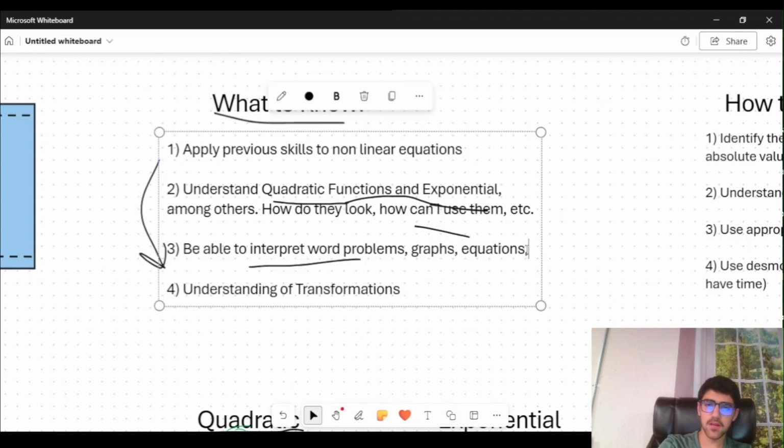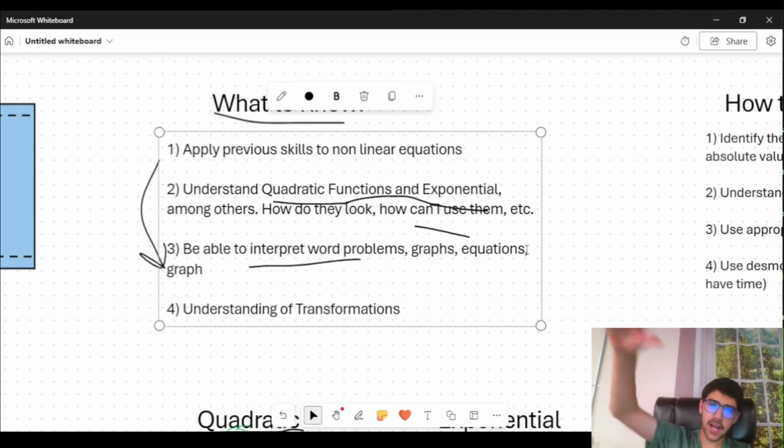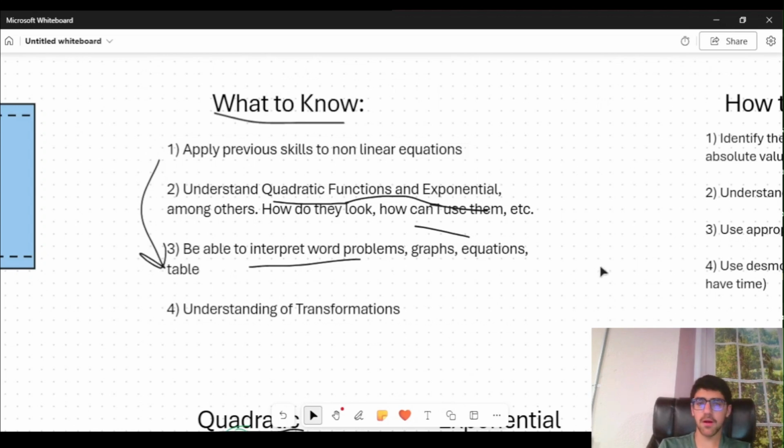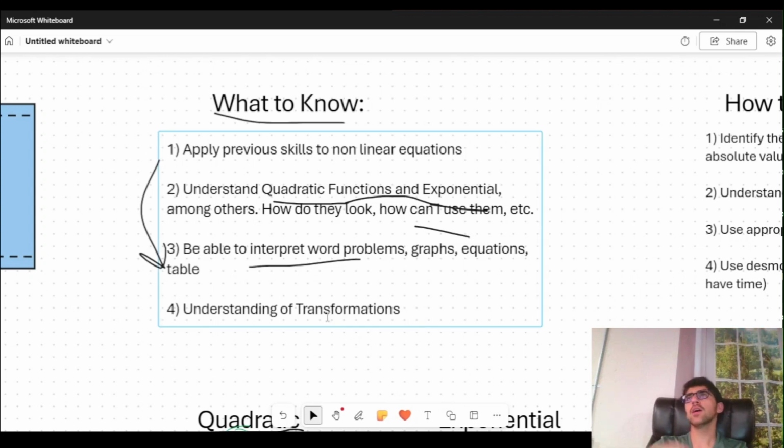Sometimes it gives you a graph, or the graph is the answer option and they ask which one is the equation. And sorry, I meant table. So you just need to know how to interpret word problems, graphs, and tables, because they will all show up. Especially word problems, that's the most prominent way these questions are tested. They're going to give you a scenario and either ask you for an equation, or give you an equation and ask what a number represents, or tell you what the number would be after 5 years.